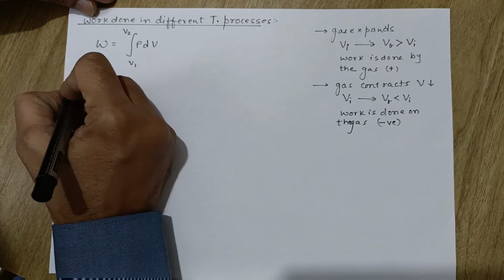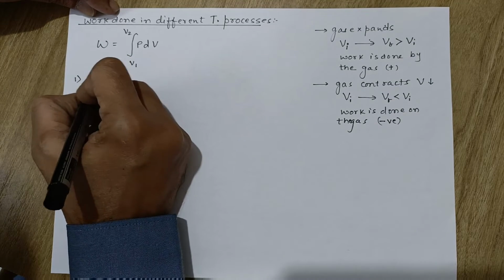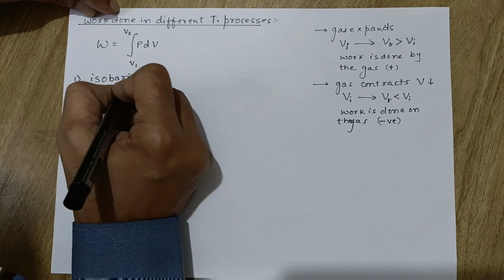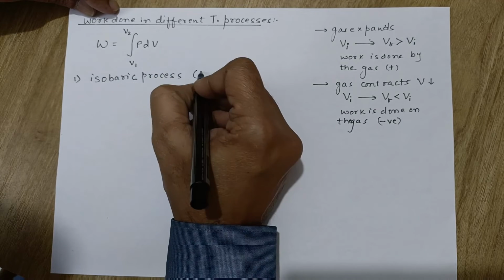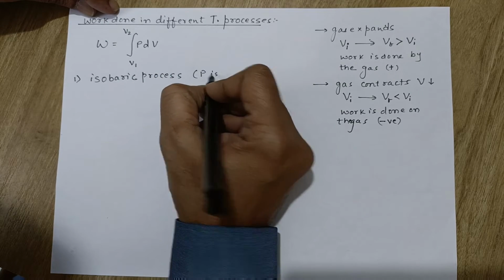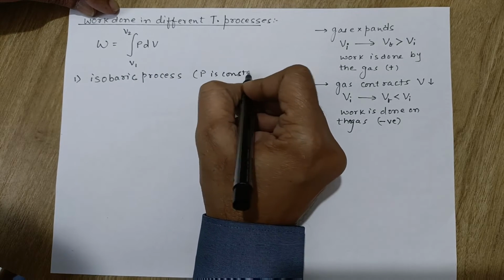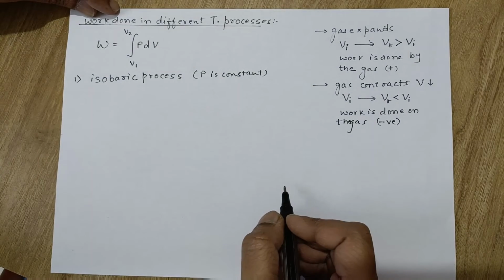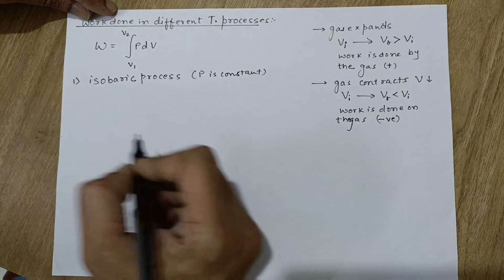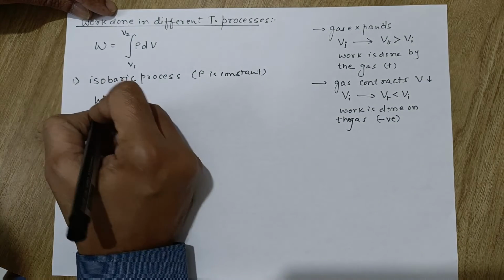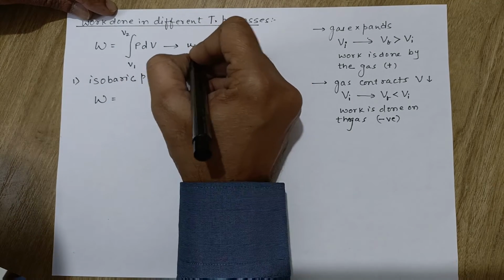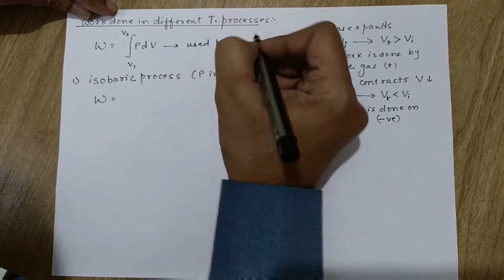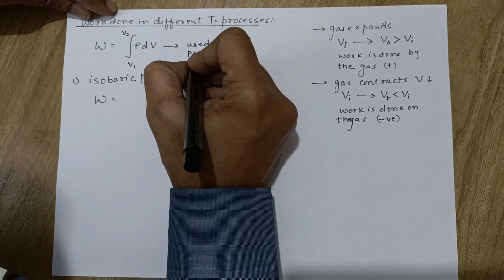Suppose we take the first process as the isobaric process. Now in an isobaric process, the pressure is constant. We are very well aware of this fact. So in case of the isobaric process, for the work done we are going to use the same equation. This can be used for all processes.